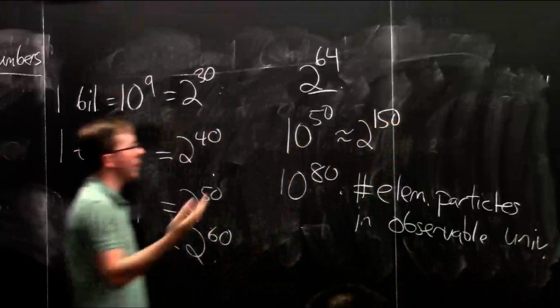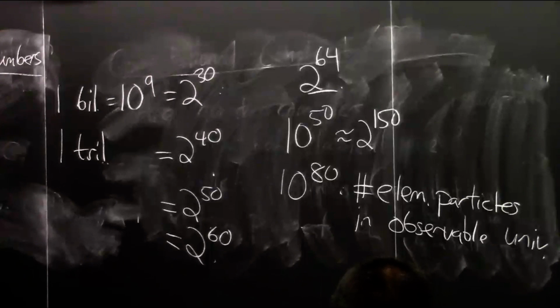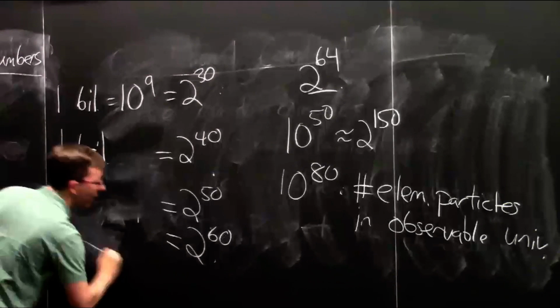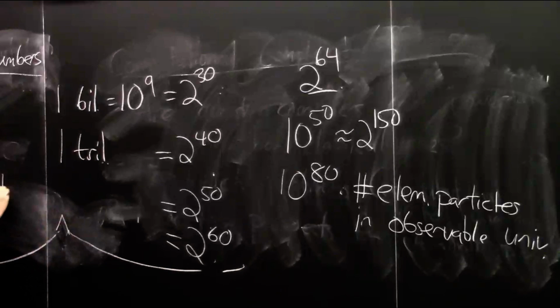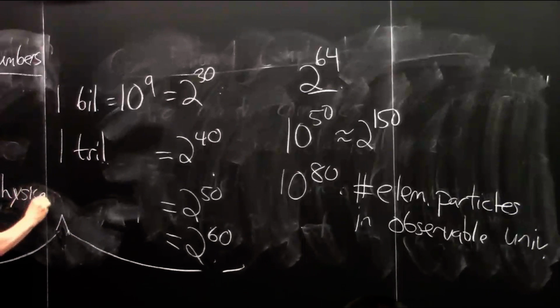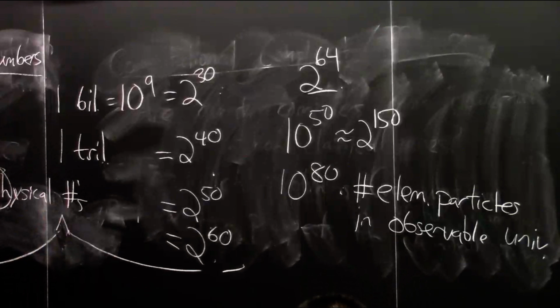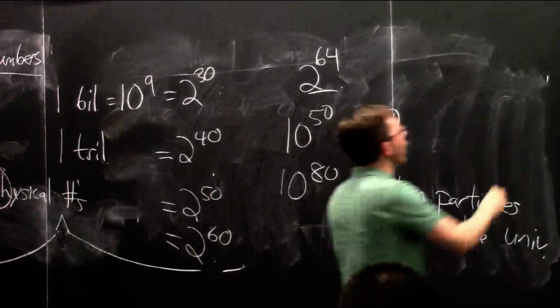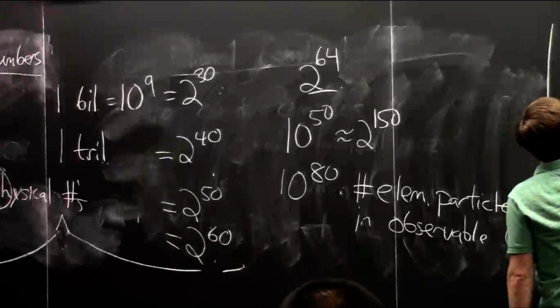Okay, so this is really the upper limit of what I'd like to term physical numbers. Numbers that can conceivably count some object that's occurring in our physical universe. And one can contrast this with what one might call unphysical numbers.